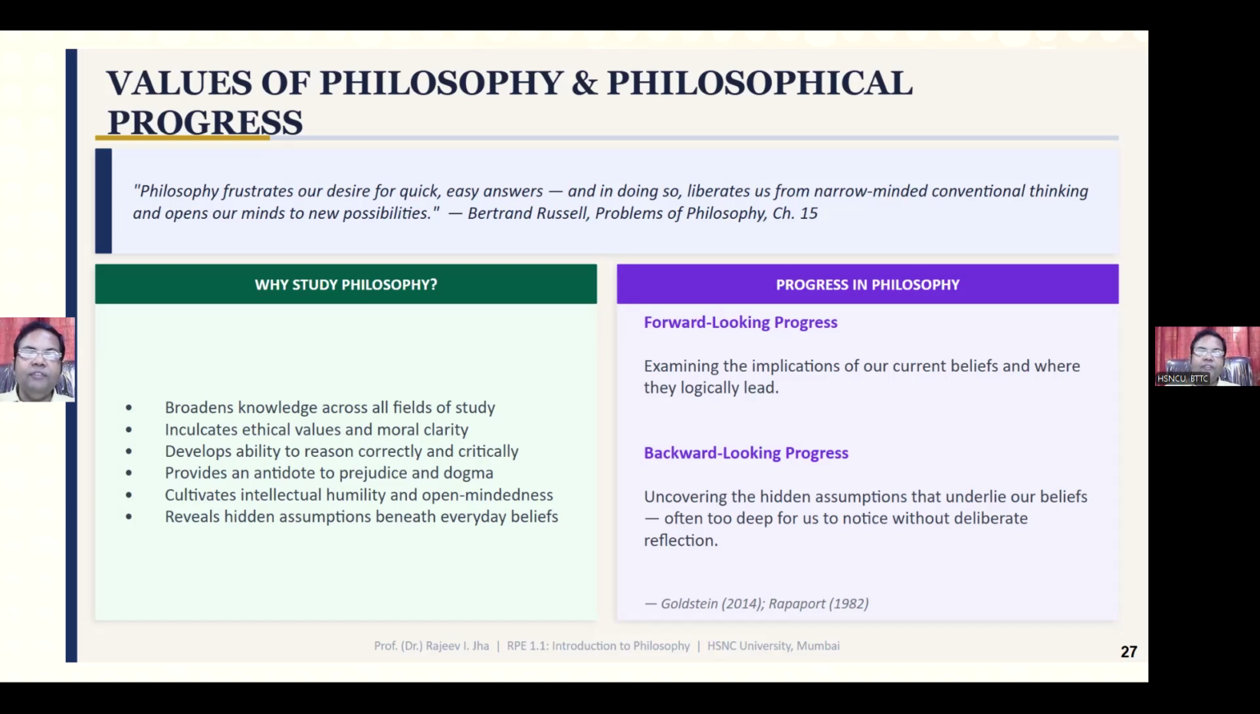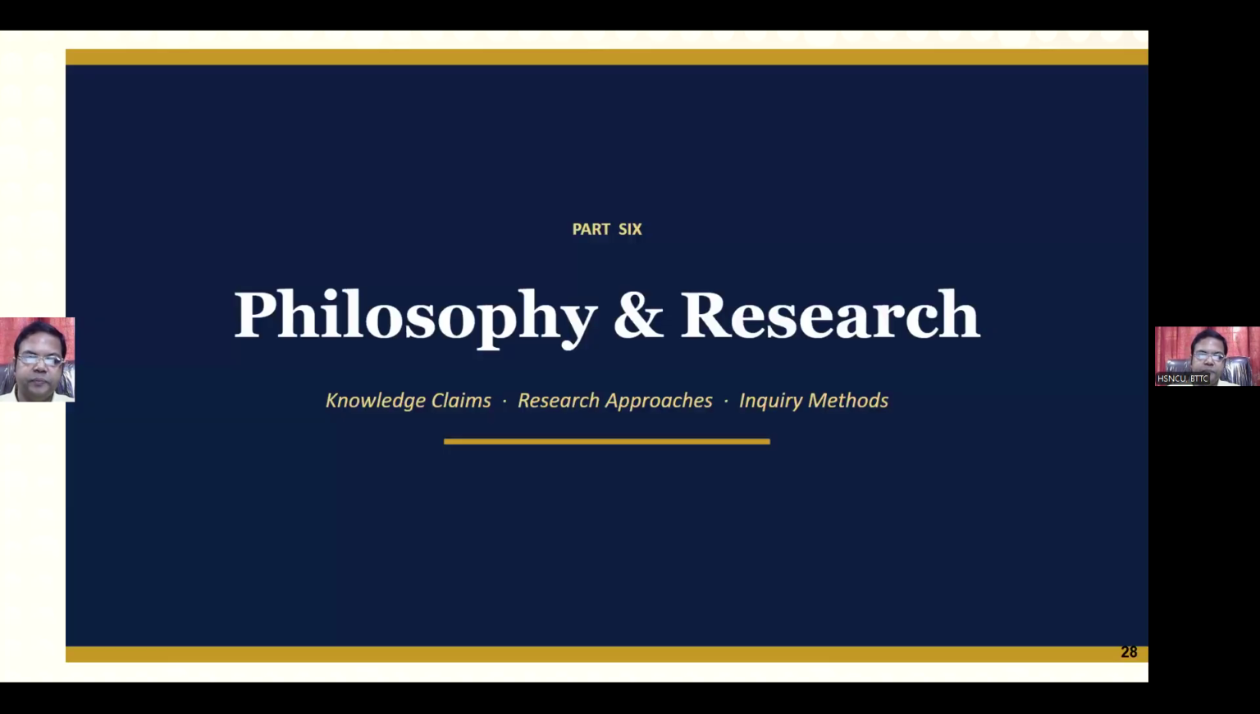We arrive now at the final and most directly relevant part of today's session, the relationship between philosophy and research. Part 6, the heart of this course: how does philosophy directly shape research design, methodology, knowledge claims, and practice? This is where everything converges.